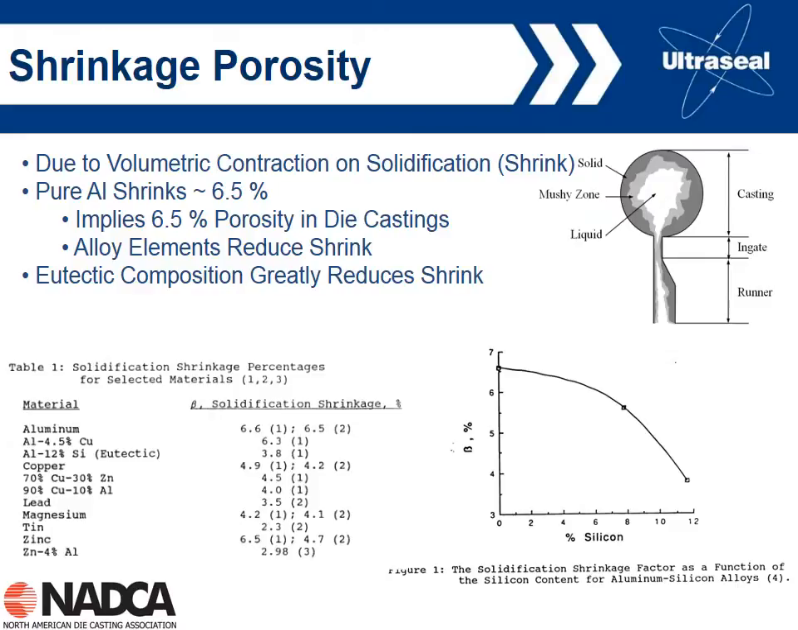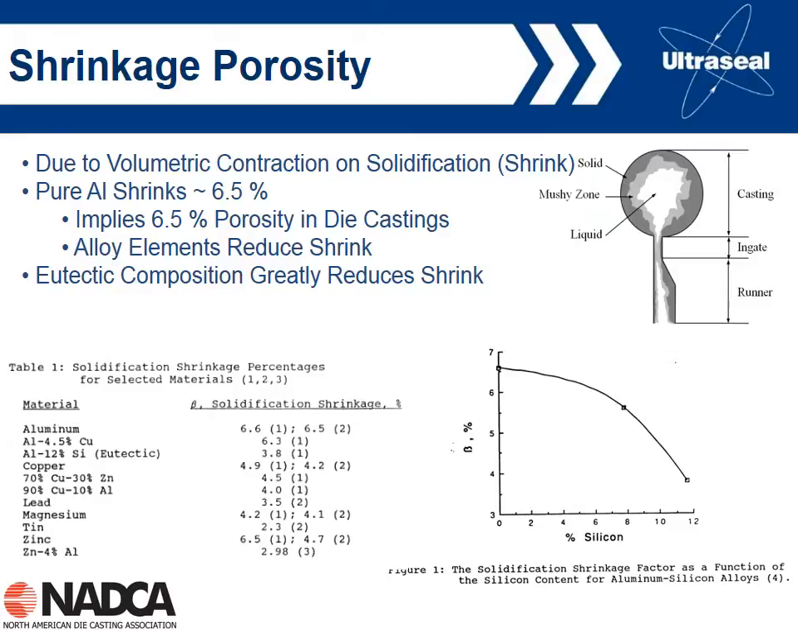I keep saying this, that the solid takes up less space than the liquid. And so, as we talked about before, this volumetric shrinkage in aluminum is about 6.5% or so. And so that suggests we should get 6% pores in our casting. But as I talked about before, we know we can do much better than that. Certainly, if you get a casting with 6% porosity in it, you're not doing a very good job.